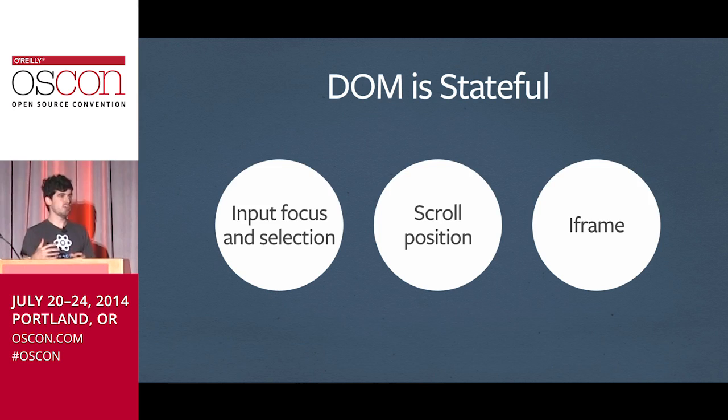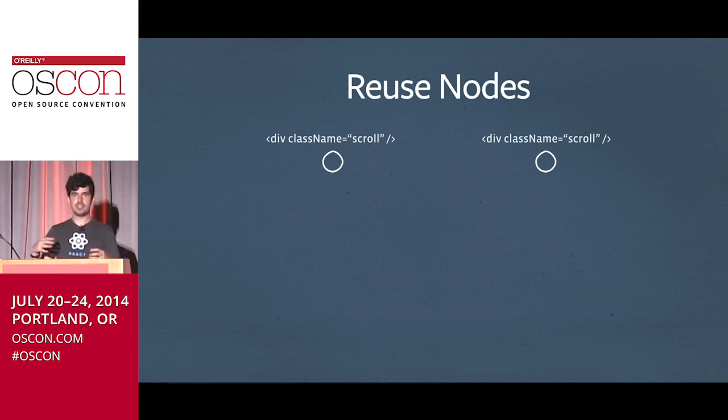And for iframes, it's even worse. If the iframe content is located outside of your domain, then there's a security policy that says you cannot see and you cannot touch what's inside. So you cannot restore the state. So the DOM is not only stateful, but it contains state hidden from the programmer. The way to fix this issue is to try to reuse nodes. Instead of blowing up our div that scrolls, we are going to reuse it.